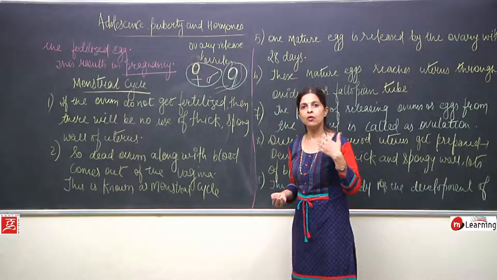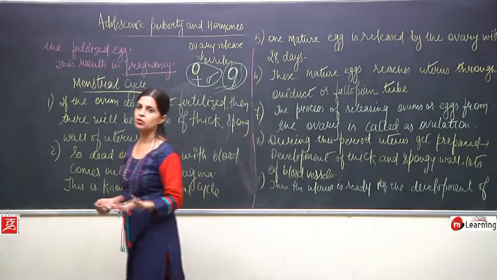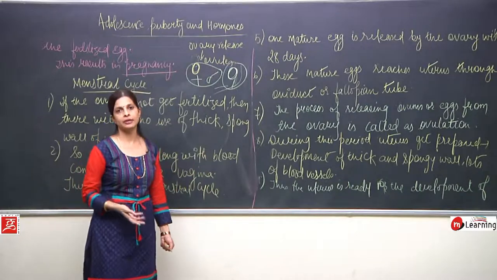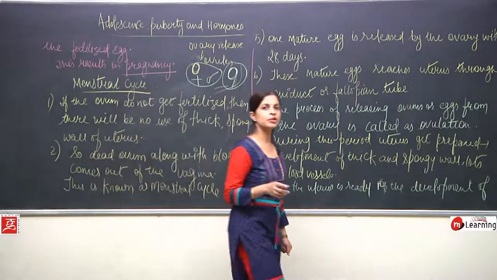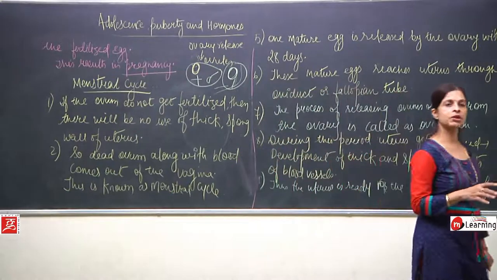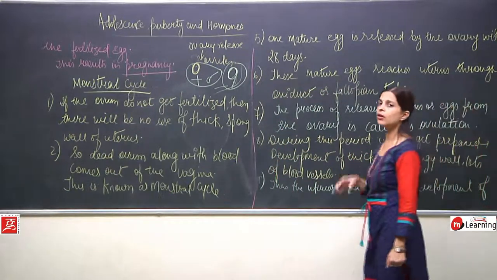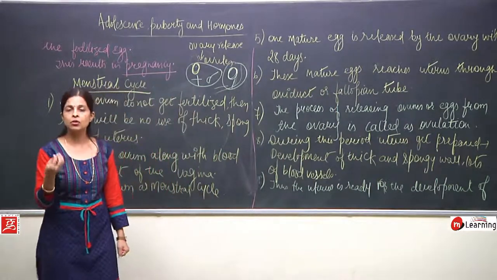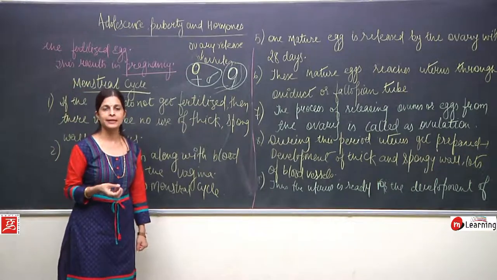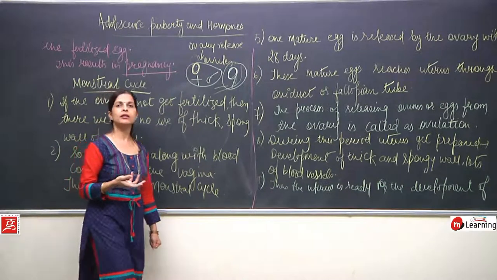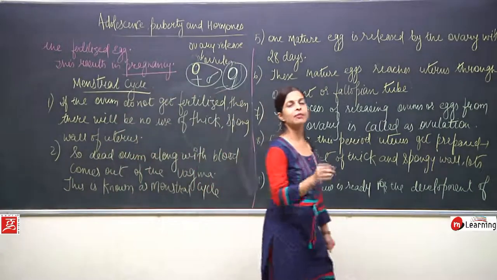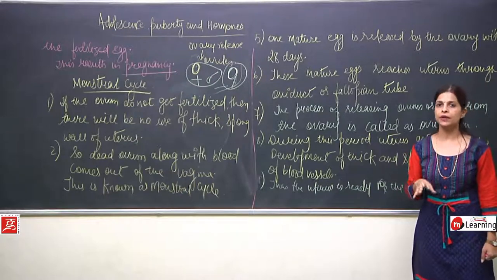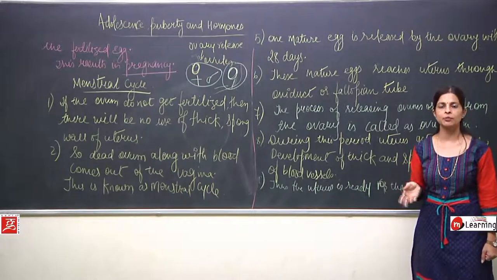So what is happening now when mature eggs are not being released, when ovulation is not there? Okay, what is the meaning of ovulation? Ovulation means release of mature egg from the ovary. Now when ovulation does not take place, then there is no case of fertilization or anything, isn't it? At that particular time the female loses the fertility. It happens after the age of 45 or maybe 50, again varying depending upon person to person.